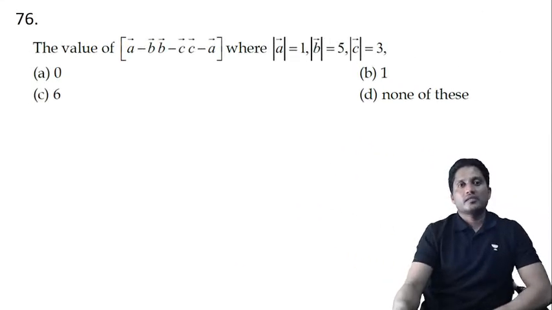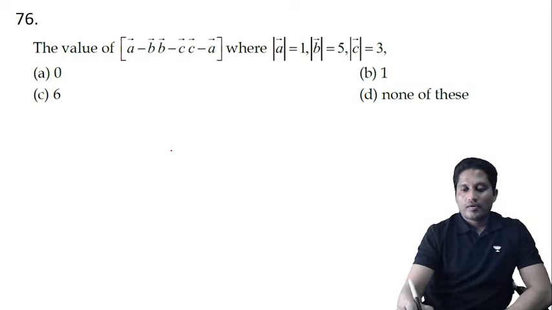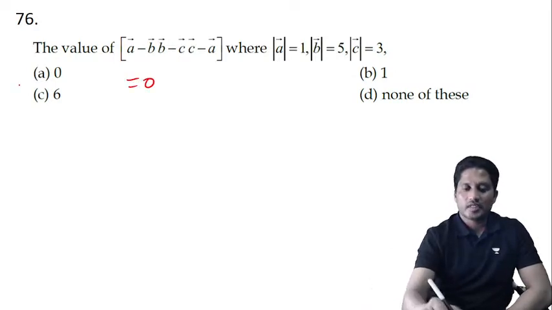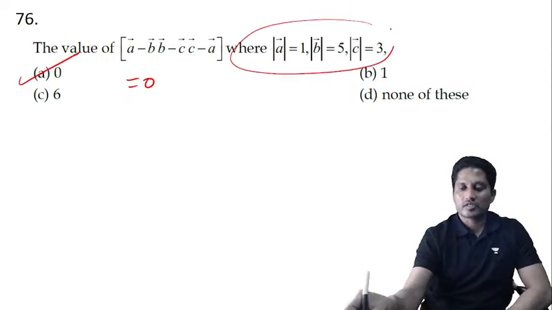Right, let's move to the next question. Question number 76. Box of a minus b, b minus c, c minus a is always 0. Answer is option A. No need to use these conditions only.